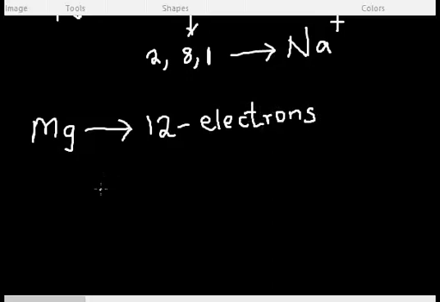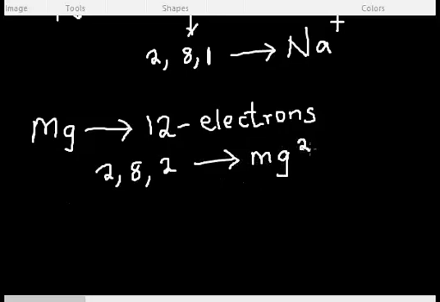Okay, so these 12 electrons are arranged as 2, 8, that's 10 now, then the 2 at the outermost shell. So magnesium has a valency of 2 plus.